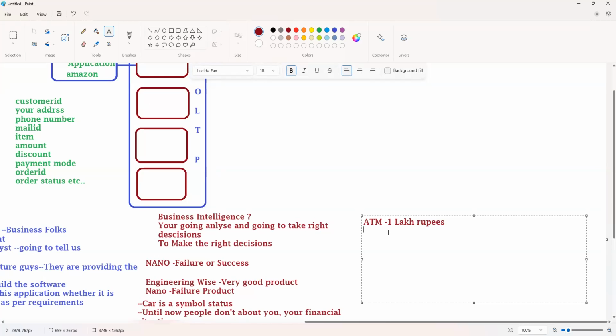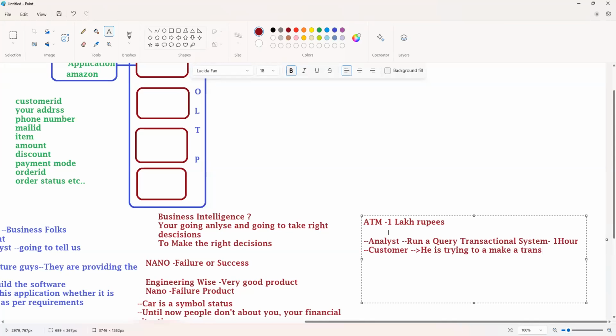Now, what did the bank guy, the bank analyst, do? They just ran a query on the transactional system, a query which is going to take 1 hour. At the same time, you, the customer, went to the ATM. What are you doing? You are trying to make a transaction. Am I right or not?